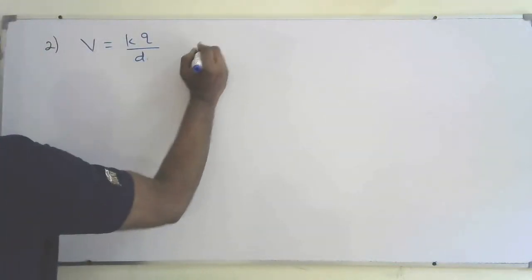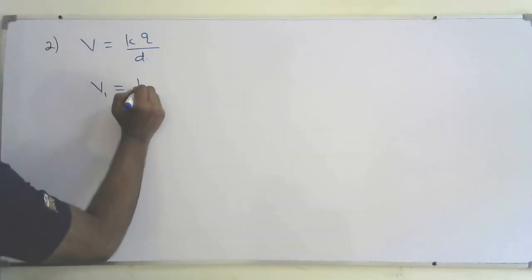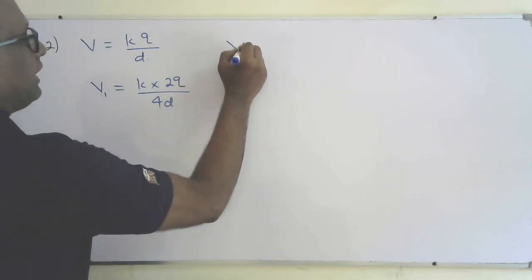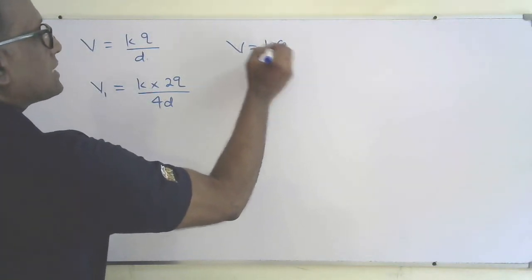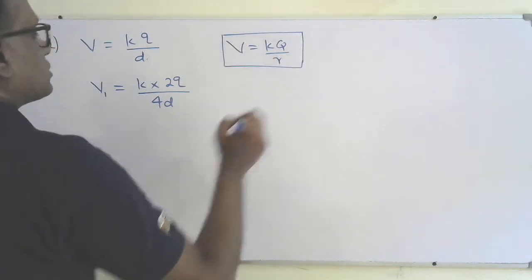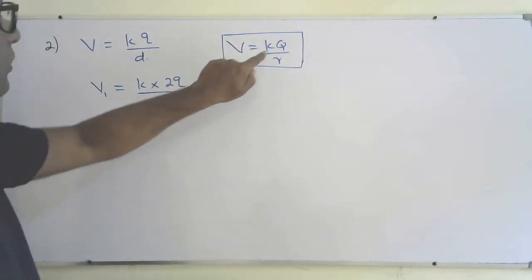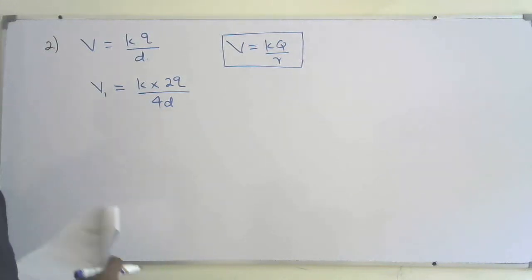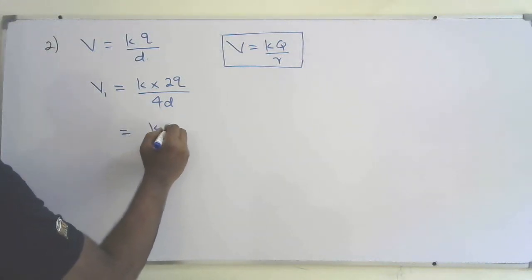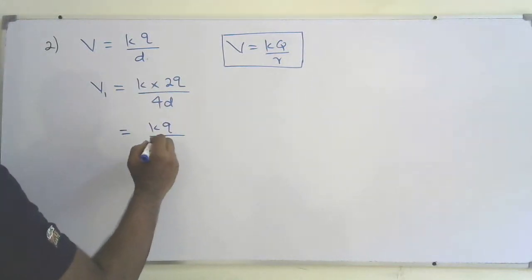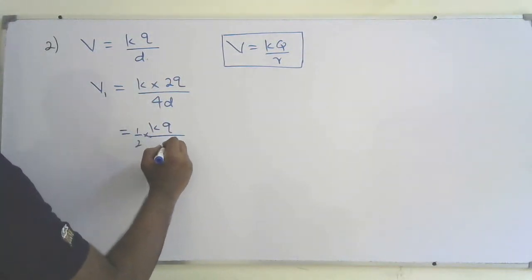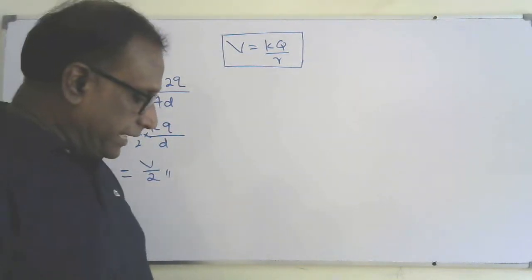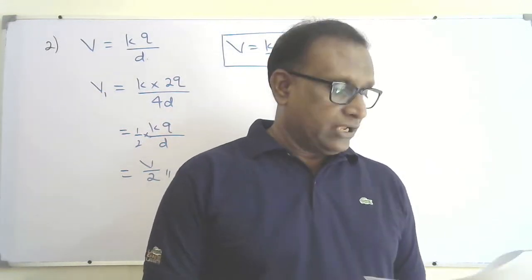I need to find the potential in terms of V. So the new potential, V1, is equal to k times 2q over 4d. I'm using the equation V equal kq over r, a standard equation given in the data sheet. For the charge 2q, the distance is 4d. Solving this, the 2 and 4 cancel, so it becomes half times kq over d. That will be V by 2. So the potential will be V by 2. The correct answer for question 2 is B.